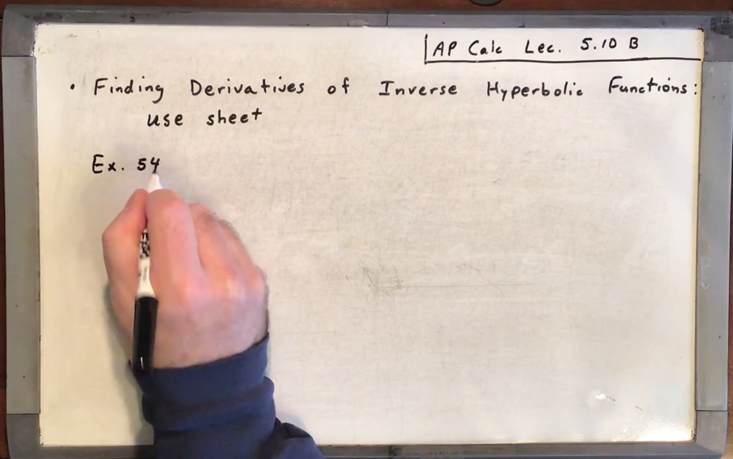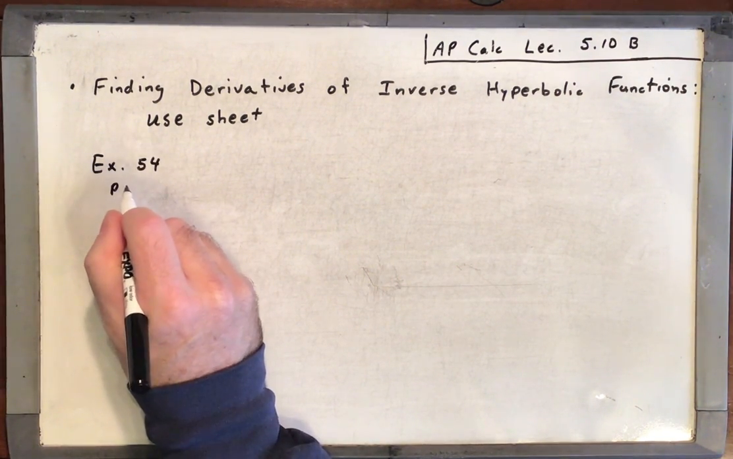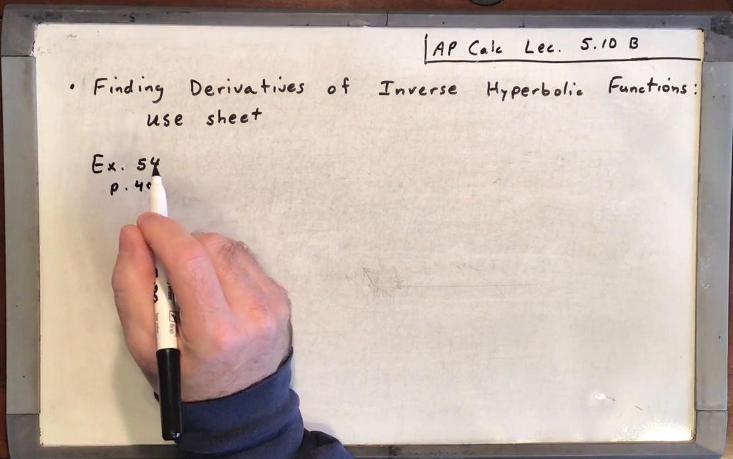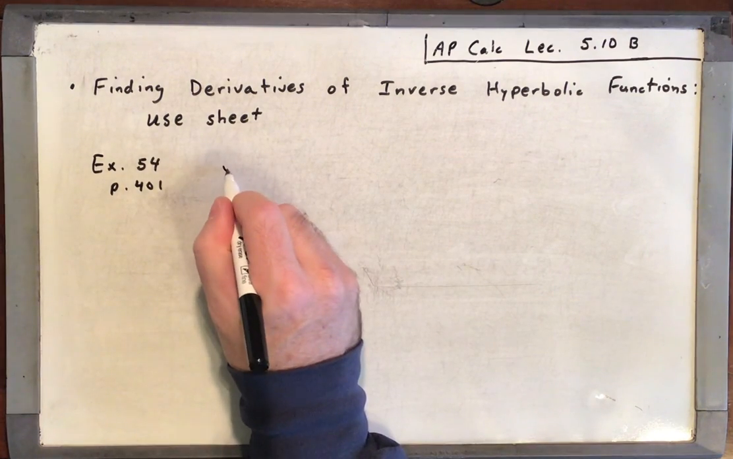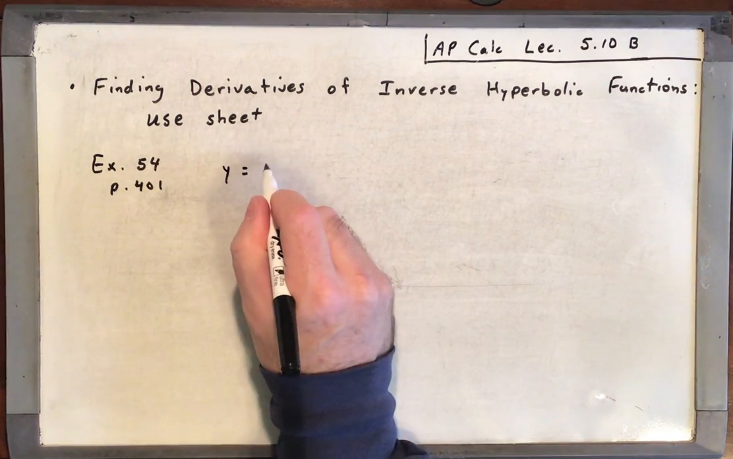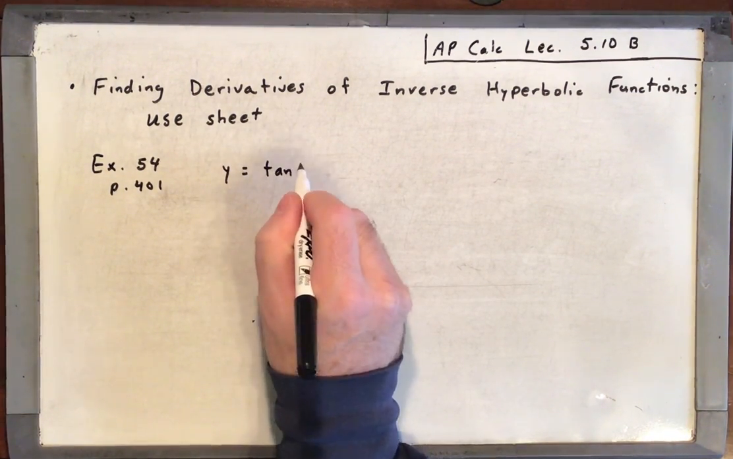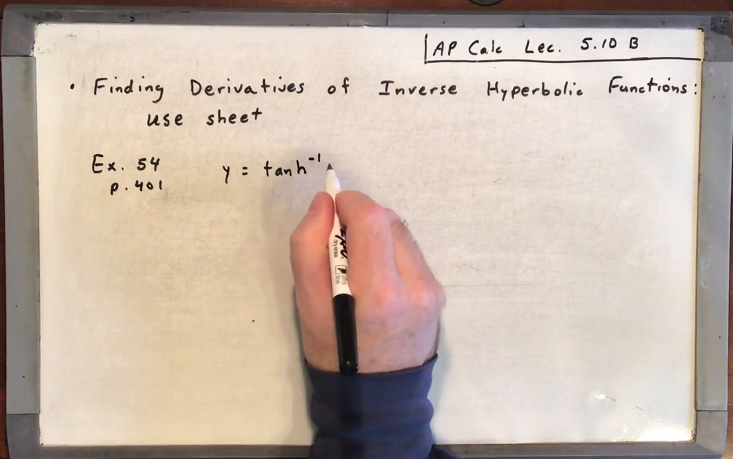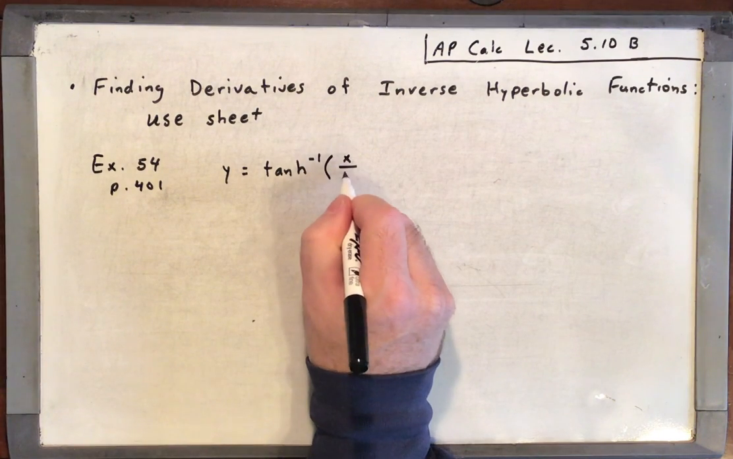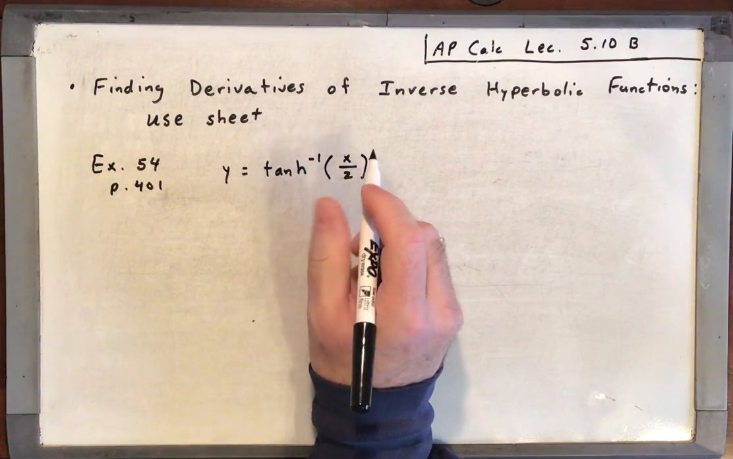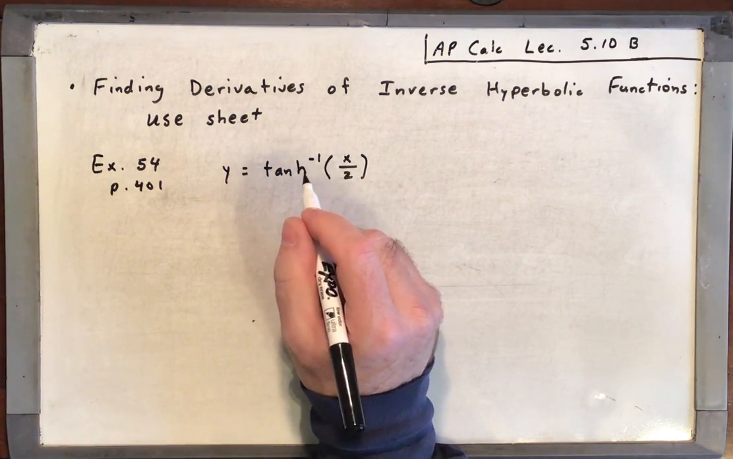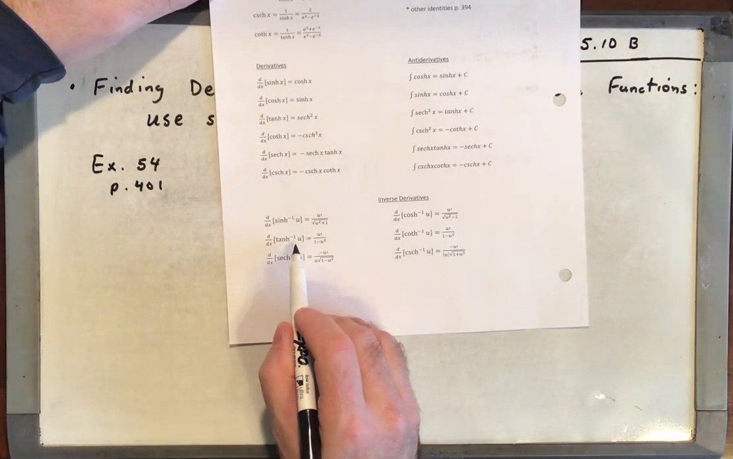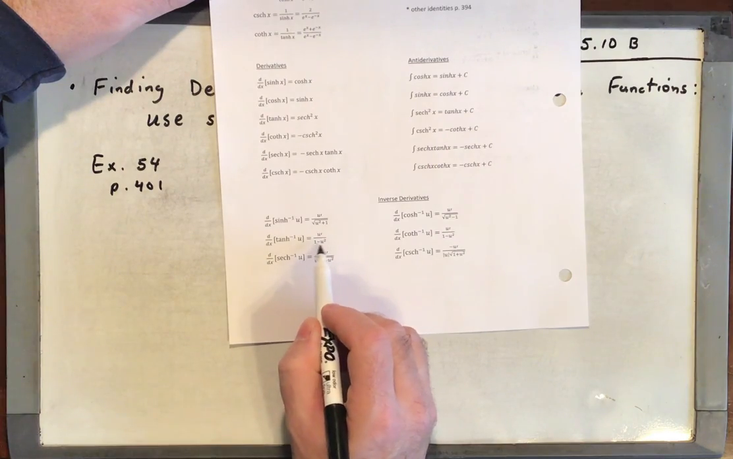Let's look at example 54. I guess we're on page 401 by now. Look at us go. All right, and we have y is equal to inverse hyperbolic tangent of x over 2. That is a mouthful. Let's look at our formulas. So we find inverse hyperbolic tangent of u. It's u prime over 1 minus u squared.